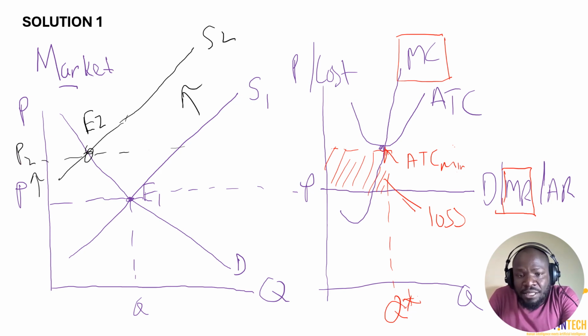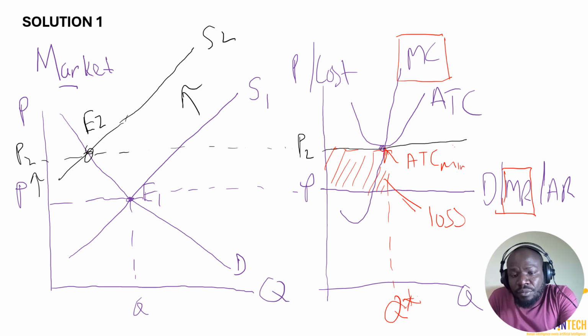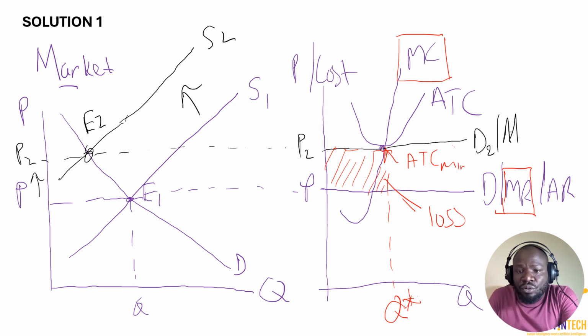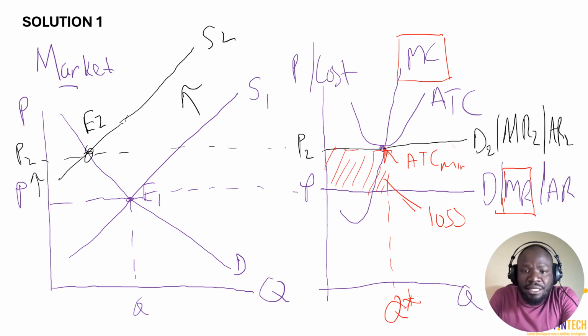And at this price, the minimum point of the average total cost curve just touches the demand curve. This is now the demand 2, marginal revenue 2, average revenue 2. So the price will continue to go up until it just touches the minimum point of the average total cost curve. Right. So this would be the solution for the first part. I'm sure most of you were able to do this.